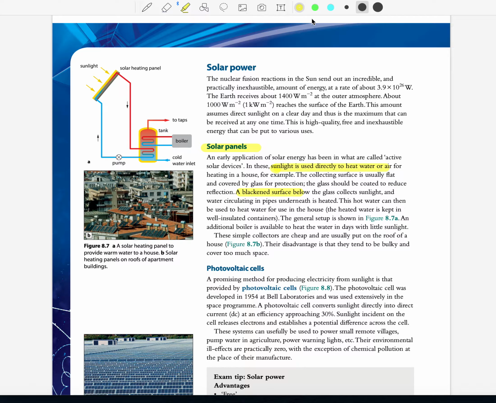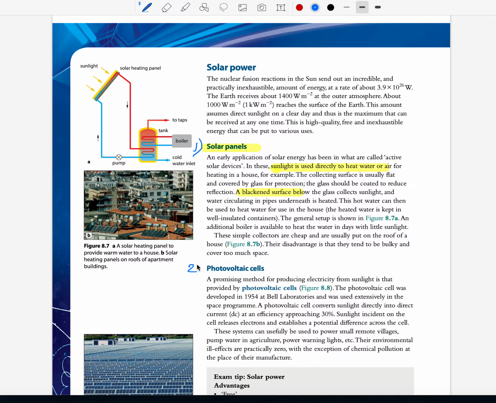So we have to distinguish this from the photovoltaic cells. Okay, so don't confuse one and the other. So this is two different things. One, ηλιακοί θερμοσύφωνες.